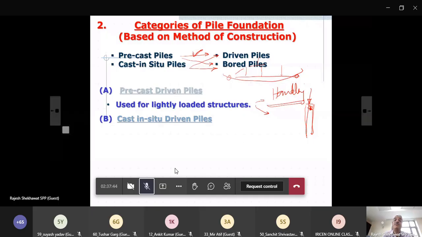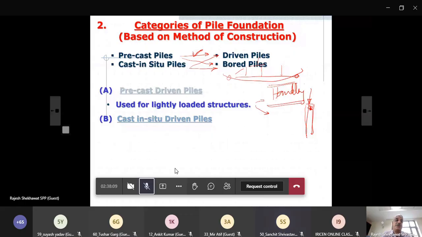There is one more big problem in these types of piles. Sir, adjacent piles can also be disturbed. Yes, adjacent piles can also be disturbed. Very correct. One more thing I'm looking at: the pile itself can be disturbed. The pile itself can be damaged. Yes, it can be damaged. Yes, agreed. That's why I said handling stresses are very high.